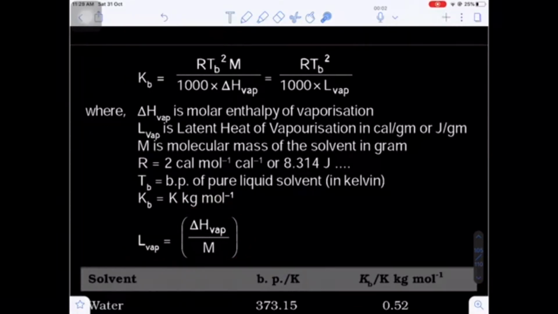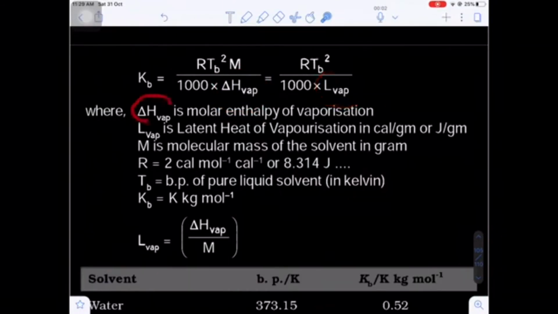The temperature must be constant. What is the enthalpy of vaporization? It is the amount of heat energy required to convert 1 mole of a liquid into 1 mole of vapor, again at a constant temperature. If 1 mole of a liquid is converted to vapor at a constant temperature, the heat required is called the enthalpy of vaporization. If 1 gram of a liquid solvent is converted into vapor at a constant temperature, the heat energy required is called the latent heat of vaporization.